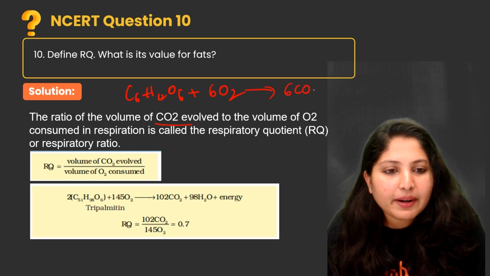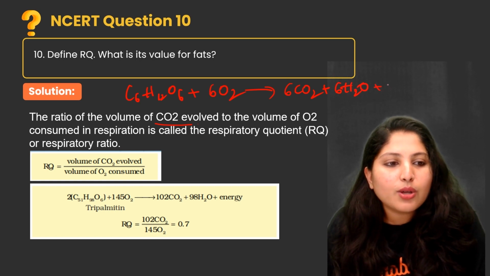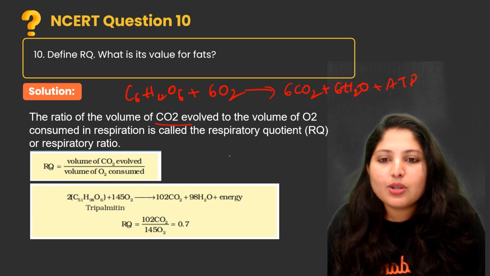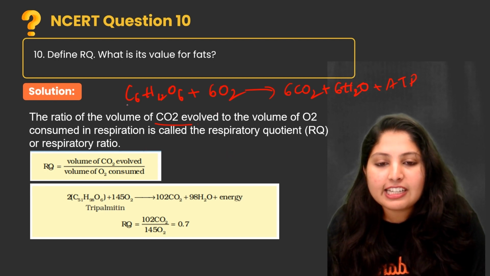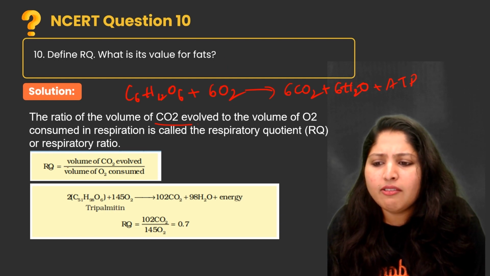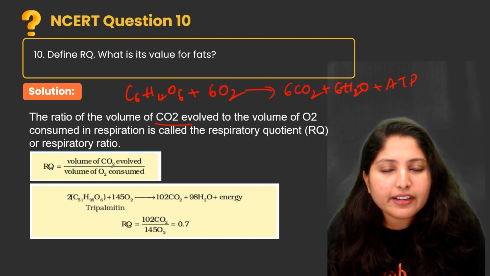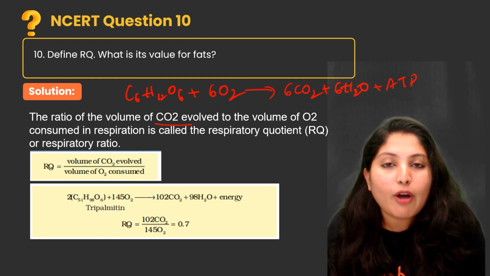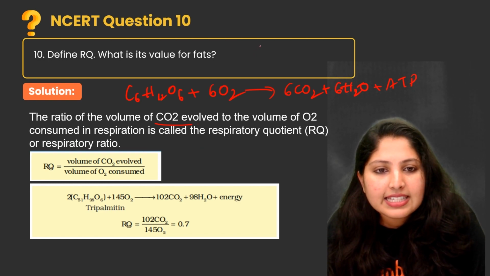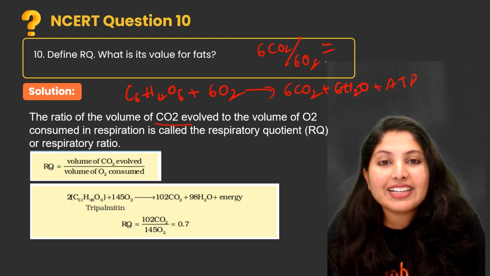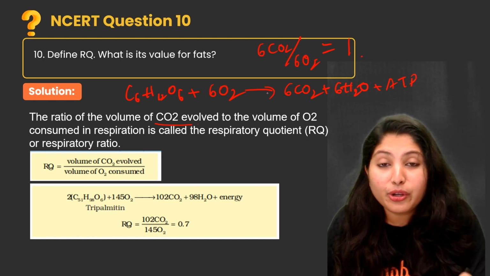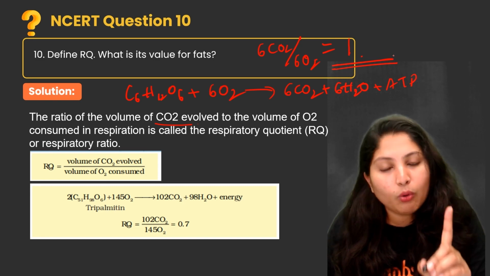So 6 carbon dioxide plus 6 water molecules, and also ATP is generated. So what is the RQ value for this particular reaction? For this reaction, RQ is equal to the volume of carbon dioxide evolved to the volume of oxygen consumed. So 6 carbon dioxide divided by 6 oxygen. So we will get 1. So for carbohydrates, the RQ value is always equal to 1.